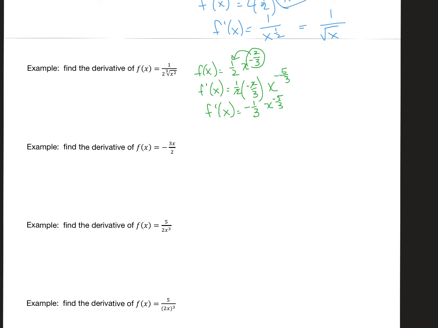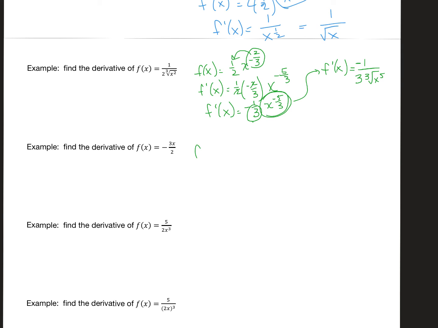And then, again, still cleaning this up just a little. I'm going to have negative 1 over. There's the 3 that's in the denominator, and this is also in the denominator. And it is the cube root of x to the 5th. Feel free to leave it that way. Okay, hopefully this one's not too bad.